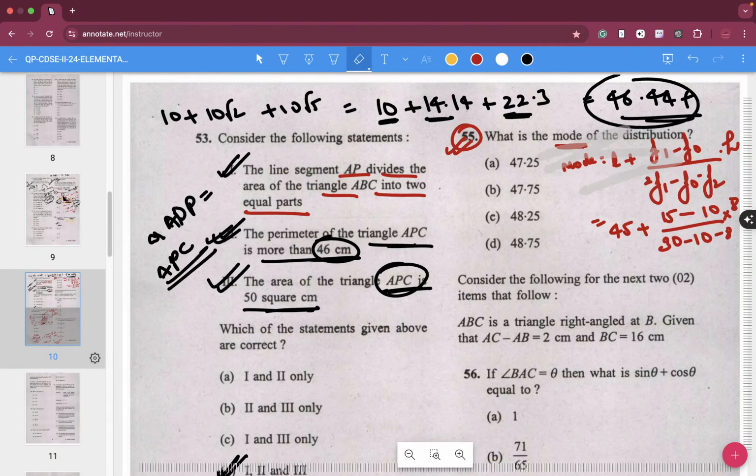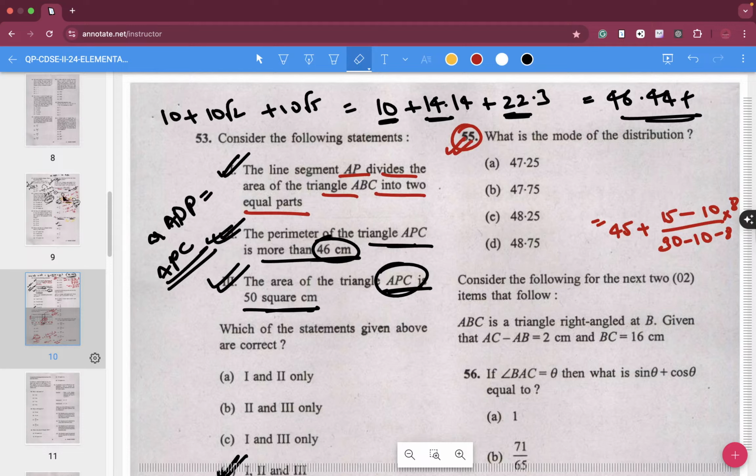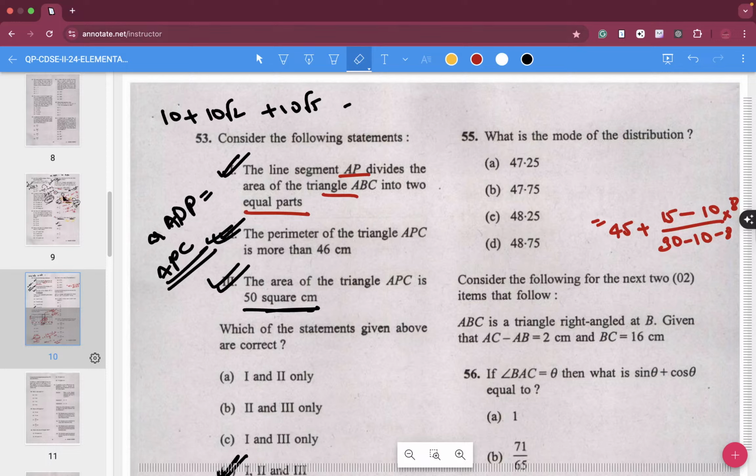So we will delete all of this just to make it a little bit more clear. We are solving question number 55 over here. So this is your 45 plus, and this numerator is how much? 5 into 8, which is 40, divided by 30 minus 18, which is 12. This will go 2 times, this one will go 3 times. So this is your 45 plus 10 by 3.